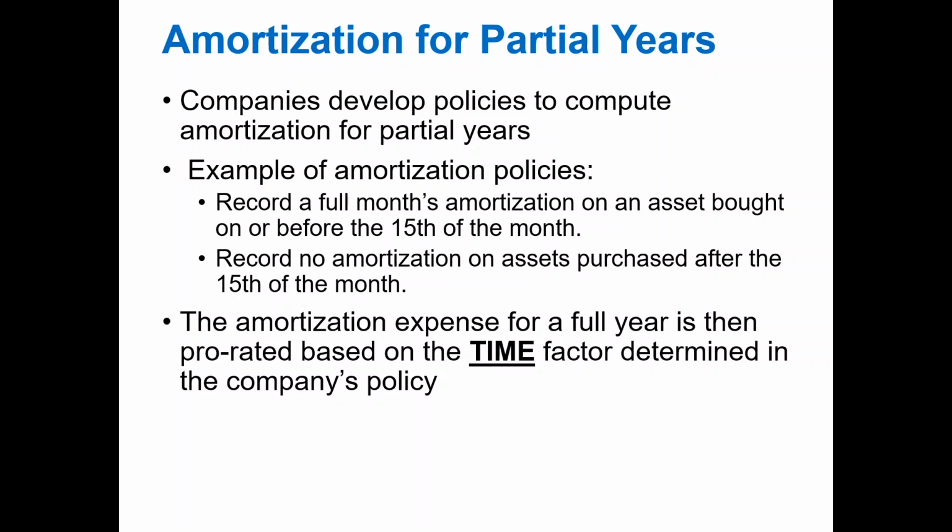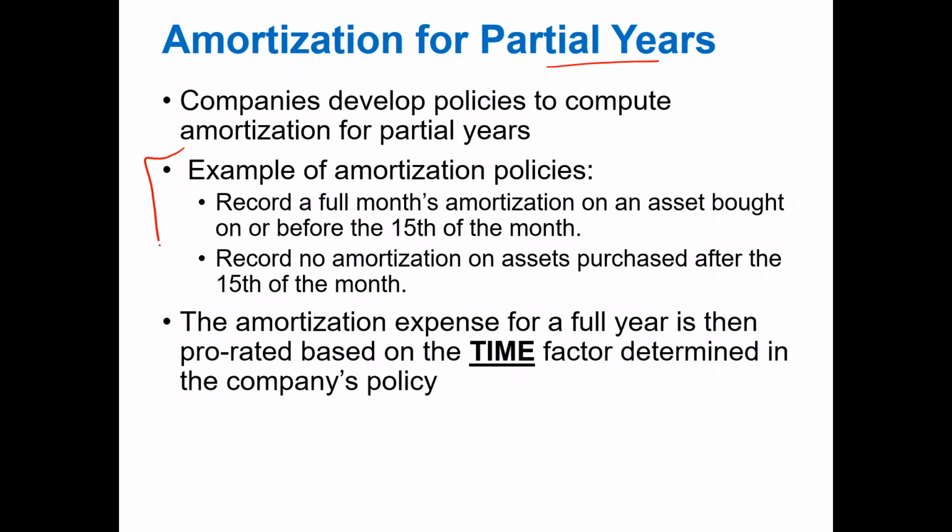So it's not like every January 1st they buy all of these assets they need. No, they just wait until the time comes and they buy them as needed. And for that reason, we need to know how to record amortization for these partial years. So you typically will do this based on a full month of amortization. But again, it's not like a business buys that asset at the first of the month. So companies will develop their own policy of how they calculate amortization for a partial year.